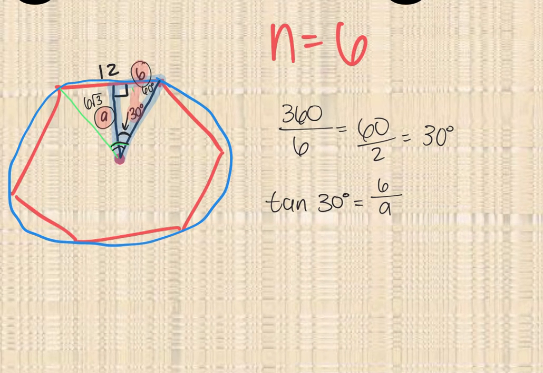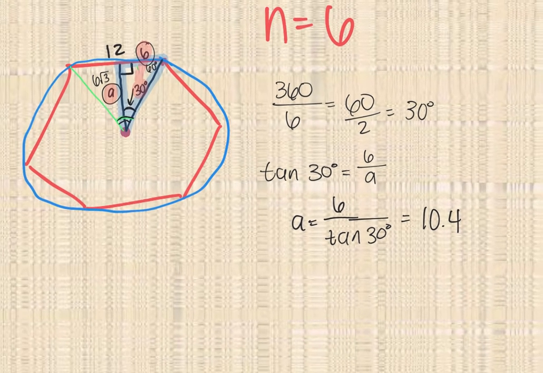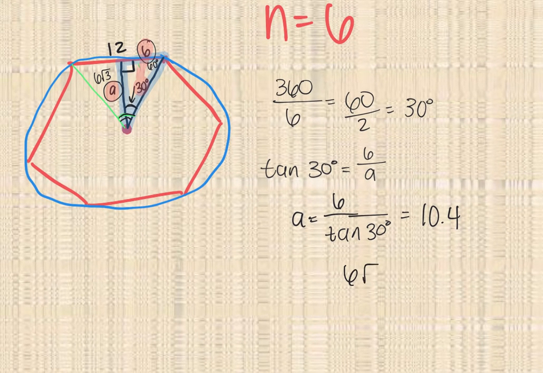So if we multiply these, we're going to get that A is going to be equal to 6 divided by the tangent of 30 degrees. It's going to be the same as 6 times the square root of 3. So let's do 6 divided by the tangent of 30, and that'll give us 10.4. Or if we did 6 times the square root of 3, that will also give us 10.4, hopefully. And we get the same answer, okay?